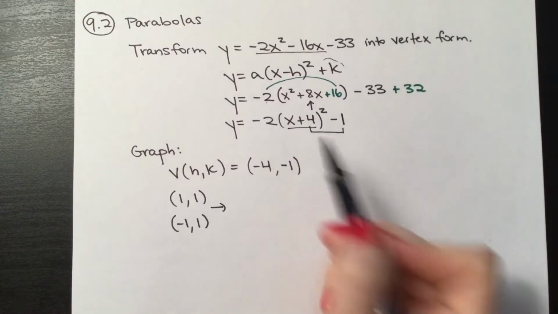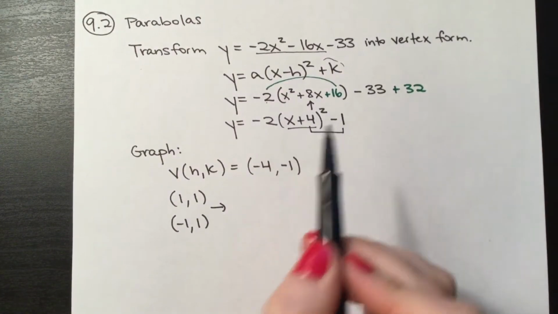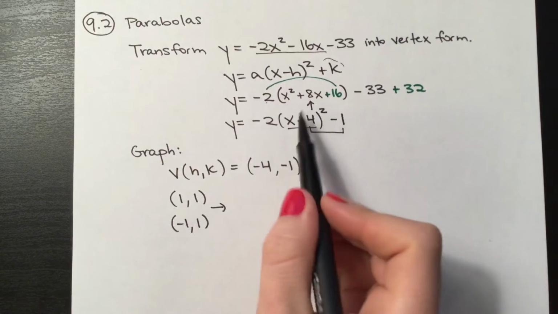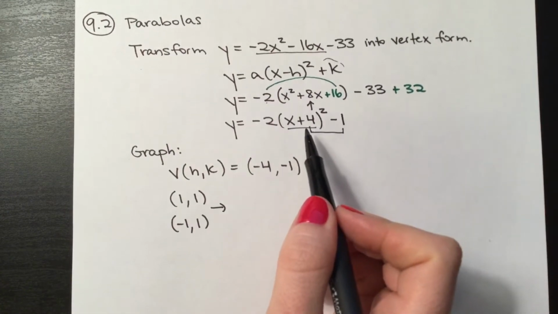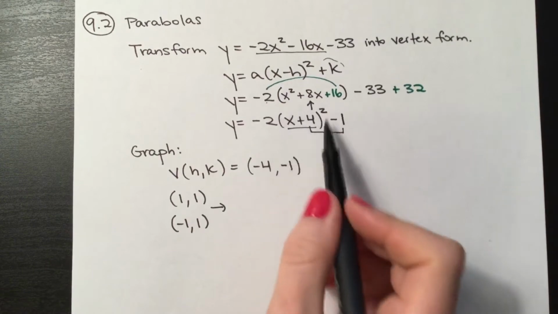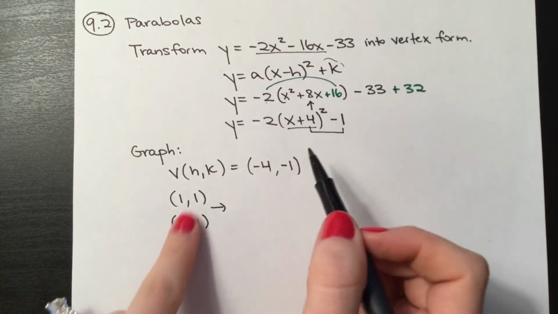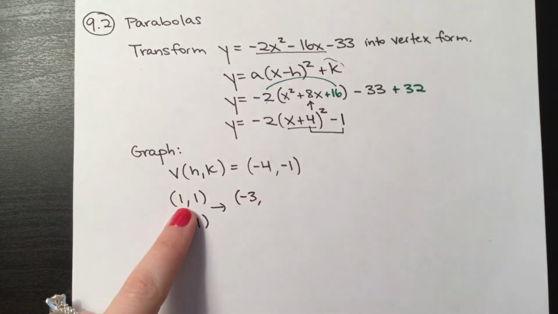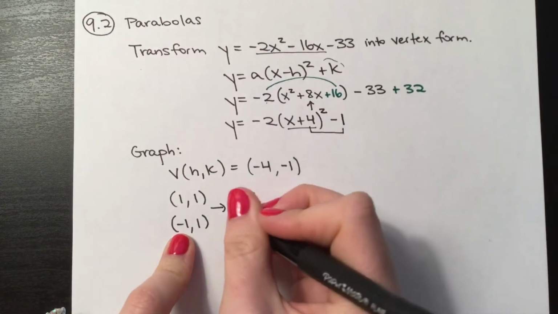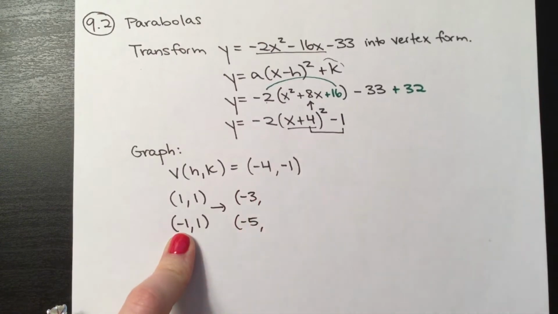Okay, so in the parentheses, I have an x plus 4. So what that means is that my entire graph is shifting 4 units to the left. Remember, with the x, it always does kind of the opposite of what it looks like it's going to do. So we're going to shift everything 4 units to the left, which means subtracting 4 from these values. So 1 minus 4 gives me a new x value of -3, and -1 minus 4 gives me a value of -5. So I've shifted those.